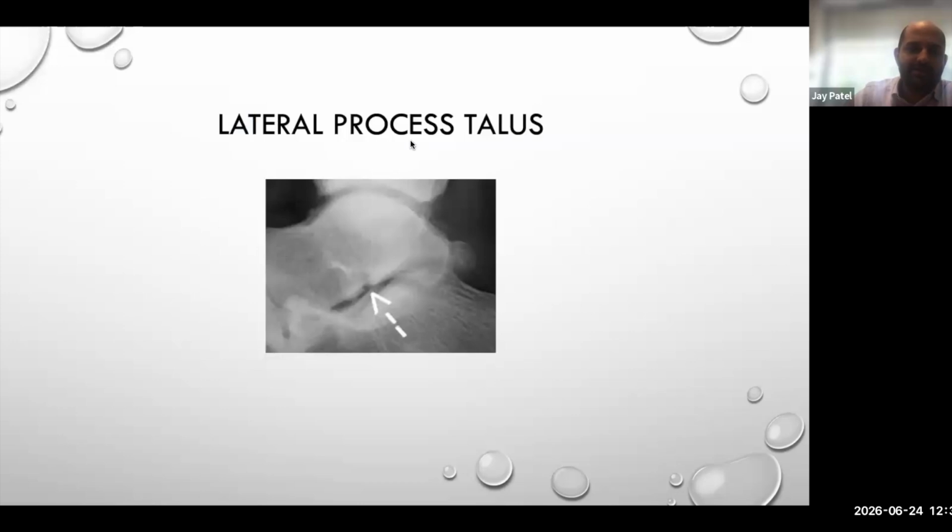And then lateral process talus fractures, again, are extremely rare for simple ankle sprains. These are more like high-impact injuries, like snowboarders and things like that. So we won't need to go into much more detail about it, but that's, again, something to keep in mind.